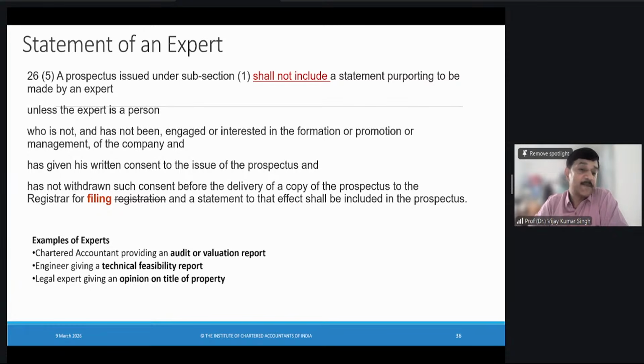So these are some of the examples of experts who give their opinion generally. Like, for example, a chartered accountant who provides an audit or valuation report about a project, or an engineer who is having a technical physical feasibility report. Let's say, for example, you are coming up with an IPO and they are saying that, okay, fine, we are establishing a big factory in SEZ. So these reports are expert reports. Or maybe a legal expert giving an opinion on title of the property. These are the different experts who may be utilized in the statement made in the prospectus. Okay. So this is how we talk about the statement of an expert. I hope you got the understanding about statement of expert.